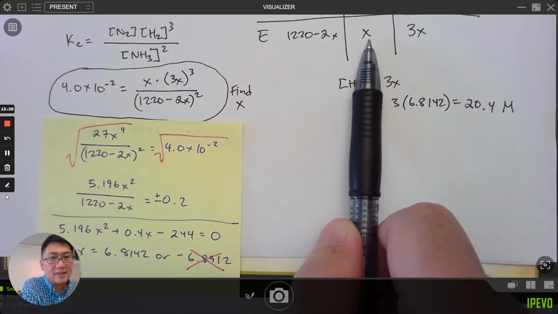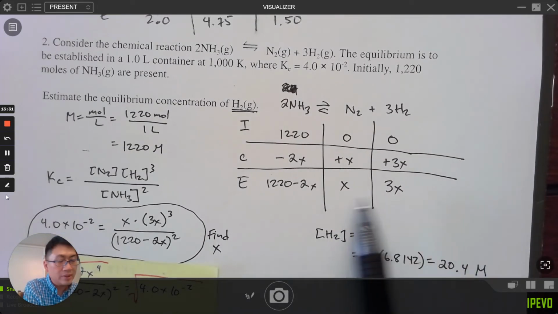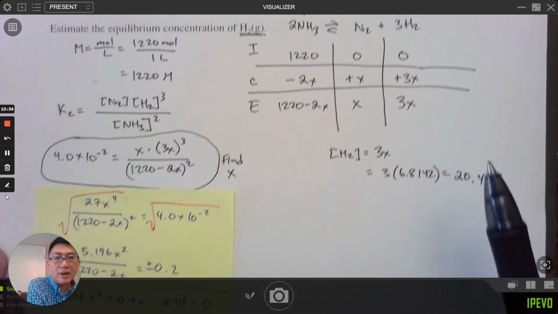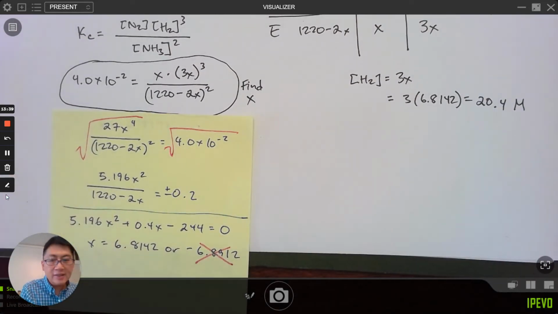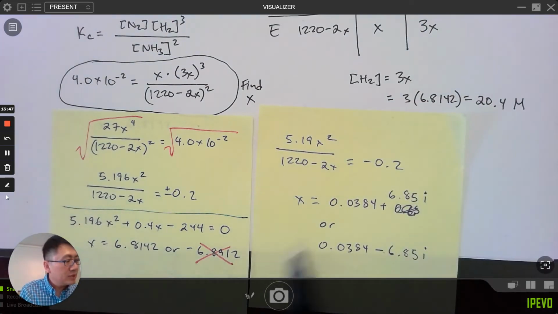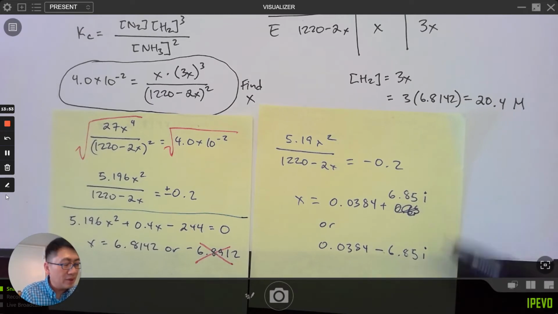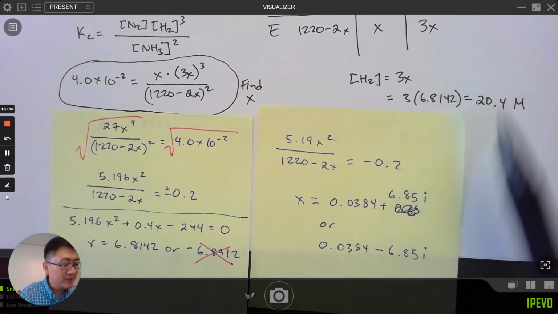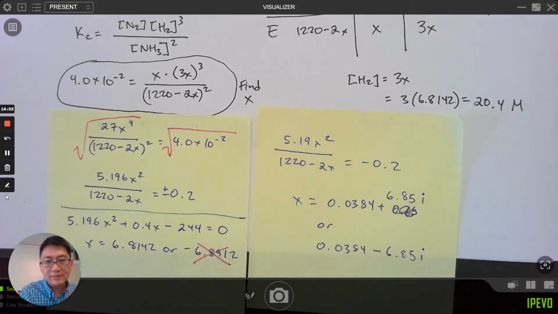Because the values of nitrogen and hydrogen at equilibrium are x and 3x. They have to be positive numbers at the end. So no matter what, not the negative one. In case you're wondering, what if I plugged in negative 0.2? Okay, I've also done that, since you asked. Solving for x, I get two values for x, and both of them are imaginary numbers. If I can't even have negative for x, what makes you think I can have imaginary numbers for x? So definitely not that.